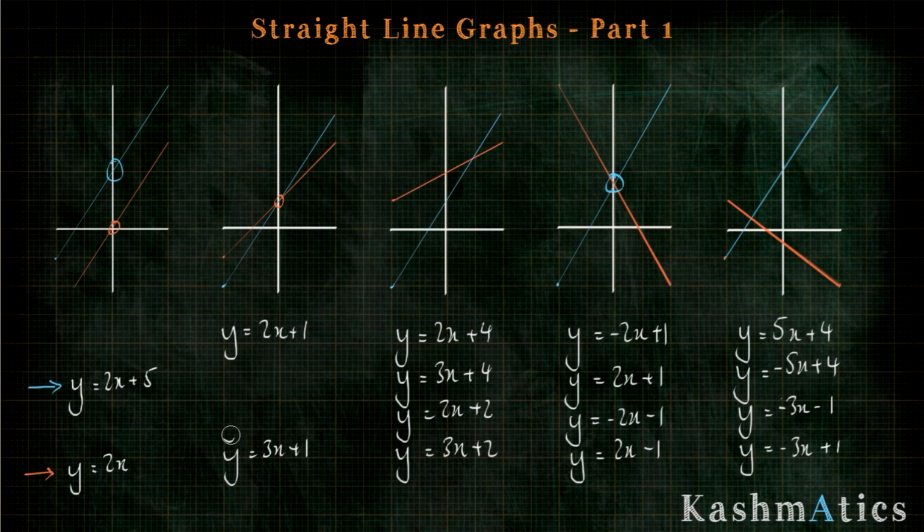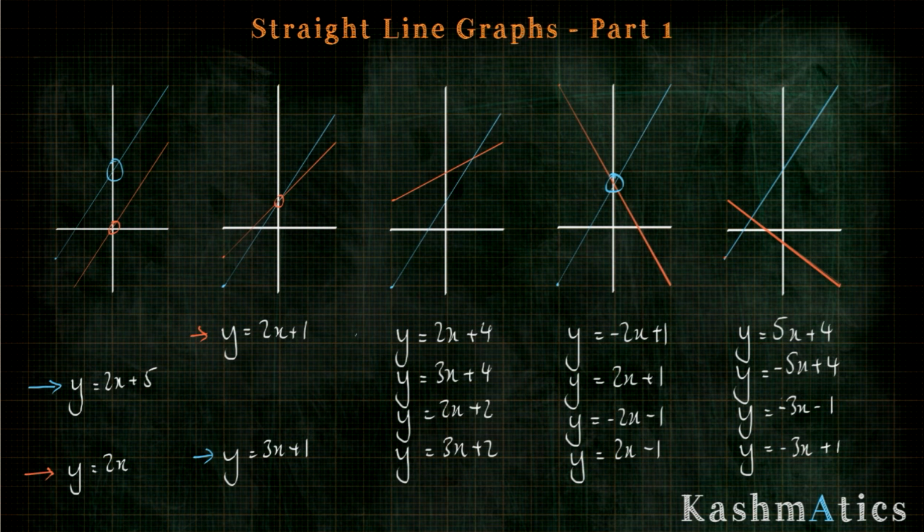Now, let's have a look at what else is going on. The blue line is steeper than the red line, which means the blue line has to have more x's. So this one here must be the blue line, and this one here must be the red line. They've both got a plus 1, so they both cross at the same point, but the blue line is steeper than the red line.